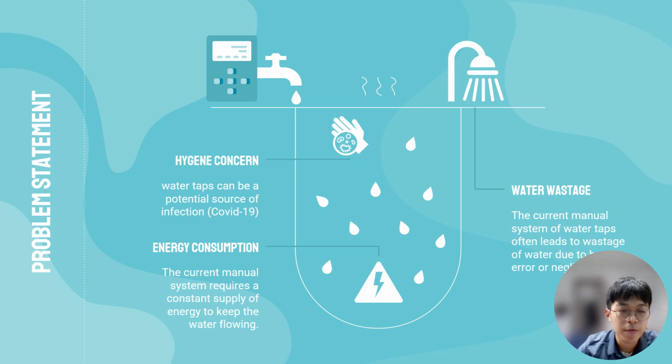So in this project, we have 3 problems that need to be addressed. First is the hygiene concerns, where a water tap can be a potential source of infections such as COVID-19. Next is the energy consumption, where the current manual system requires a constant supply of energy to keep the water flowing. And finally is the water wastage, where the current manual water tap systems often lead to wastage of water due to human error or negligence.